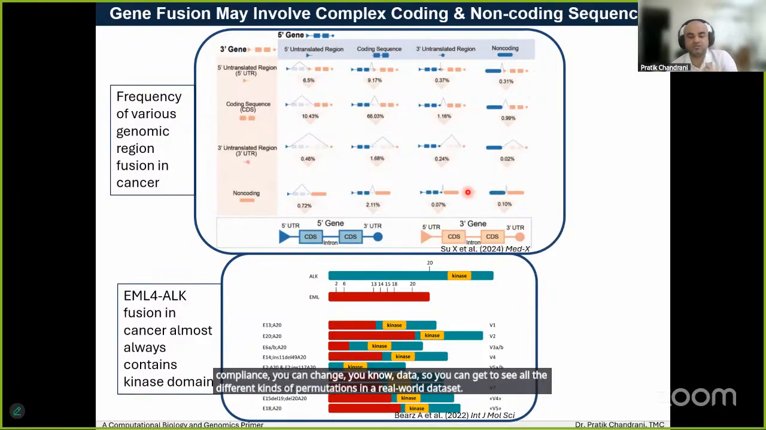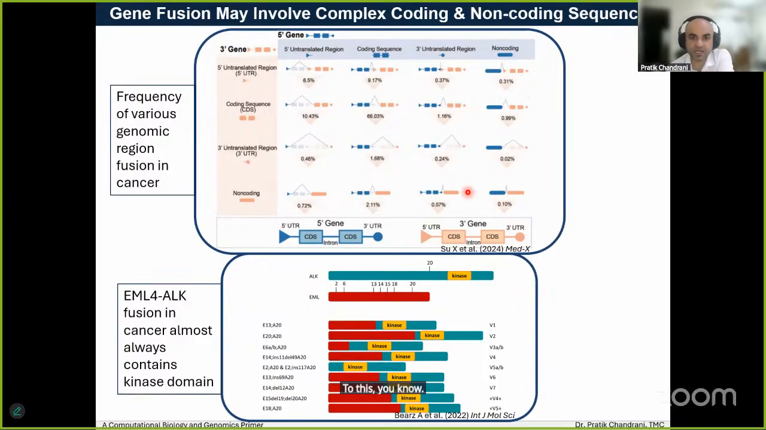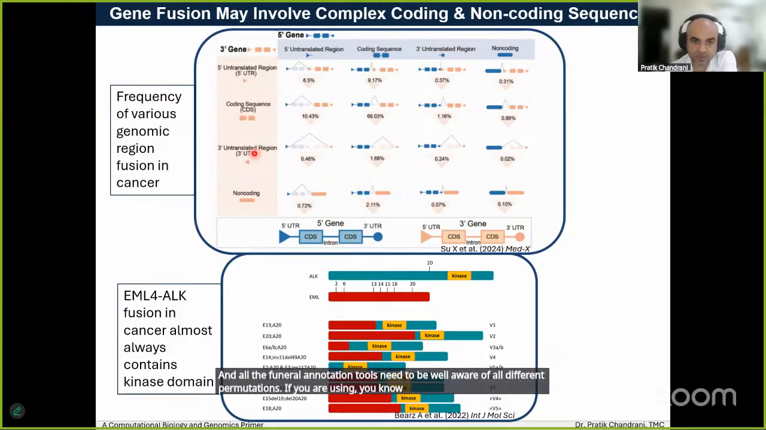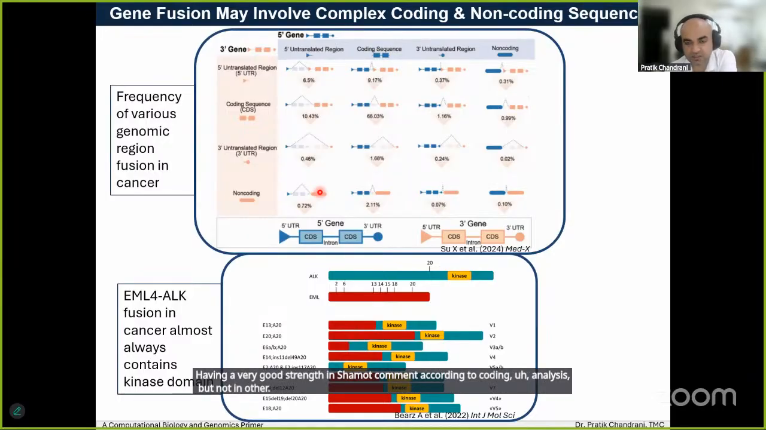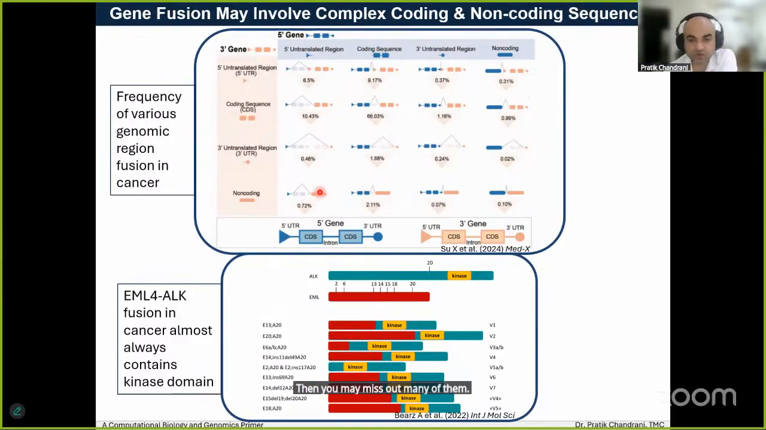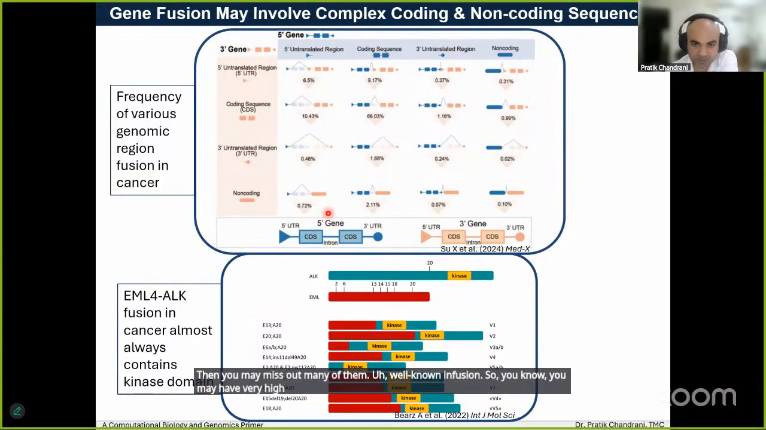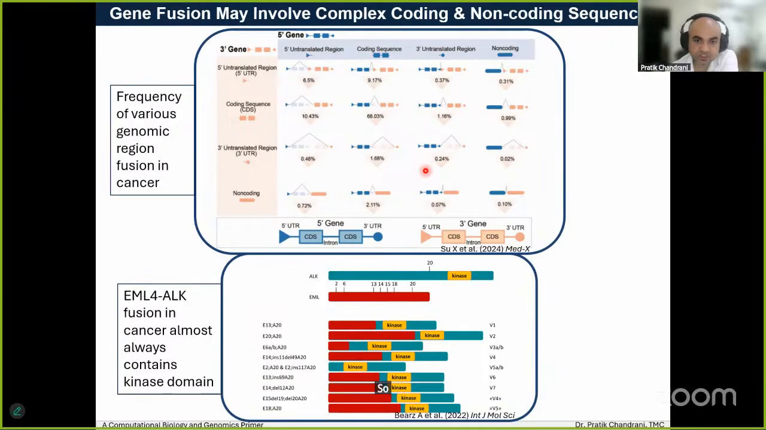So the fusion analysis pipeline needs to be well aware, and all the fusion annotation tools need to be well aware of all different permutations. If you are using a particular tool which has very good strength in, say, the most common coding to coding analysis but not in other parts, then you may miss many of the well-known gene fusions. So you may have a very high likelihood of false negatives. So one needs to be very careful in choosing the correct bioinformatics pipeline for gene fusion.